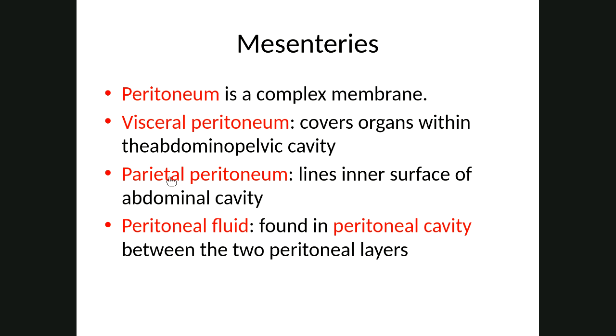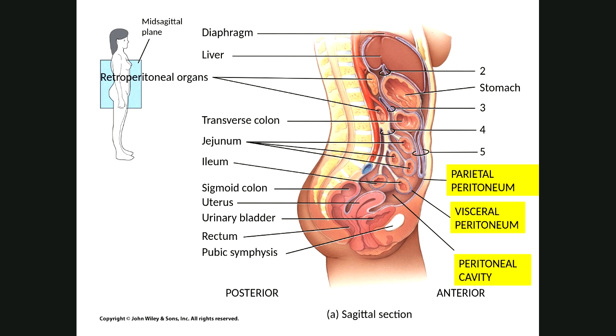And then in between is the peritoneal fluid, or whatever the fluid is called. It's usually based on the organ it covers. So here's the fluid. The peritoneal fluid is found in the peritoneal cavity between the two peritoneal layers. Okay, so here we go.